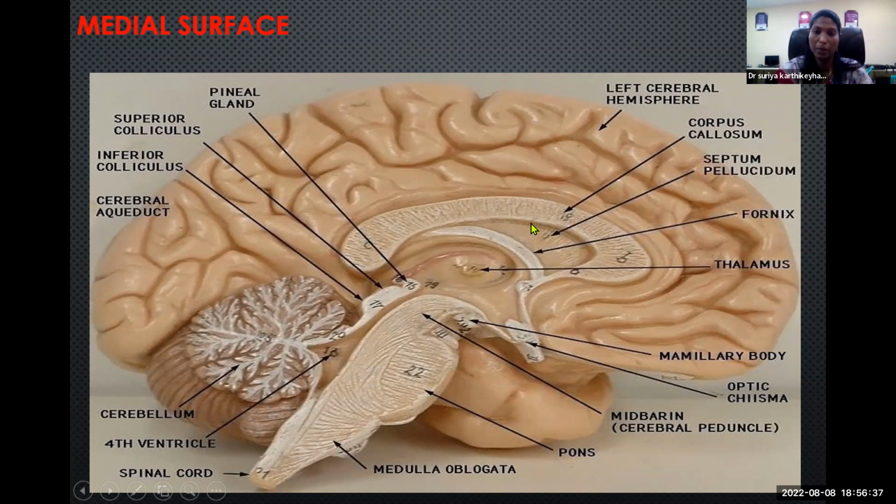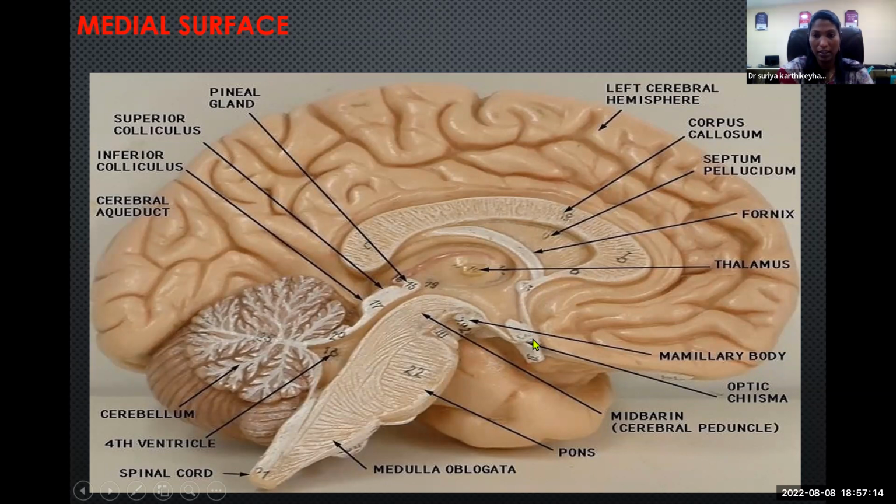Then we move on to the septum pellucidum, and then this is the fornix, and here, what is this? This is the thalamus. In the center you have the interthalamic adhesion. So what is lamina terminalis? When the cranial neuropore closes, it is represented as lamina terminalis. In the adult we can trace that, and it will be continuous with the rostrum of the corpus callosum.